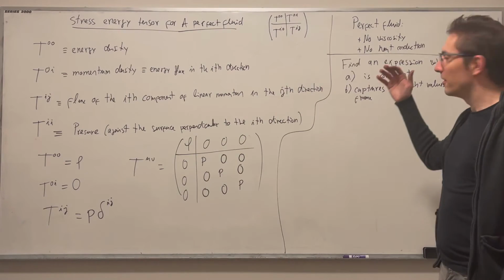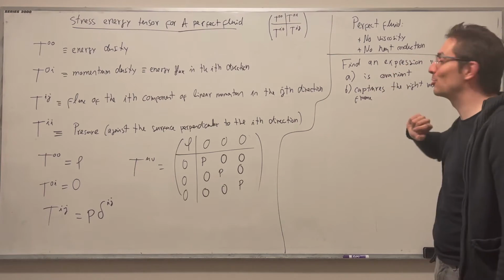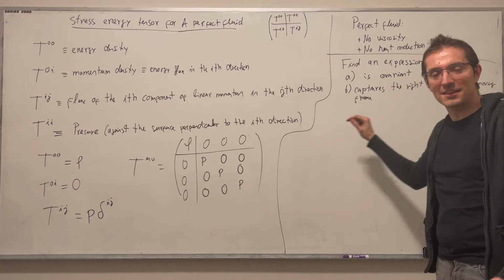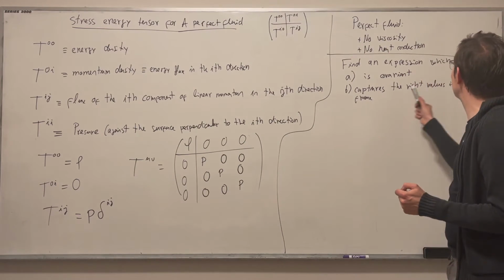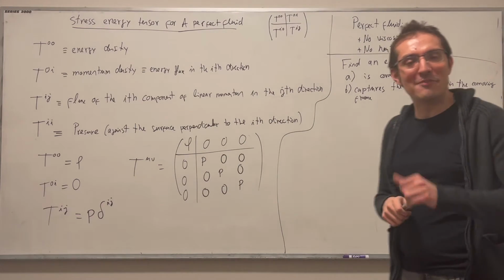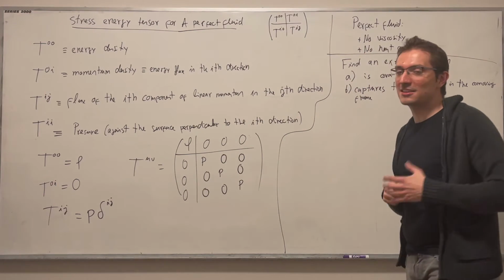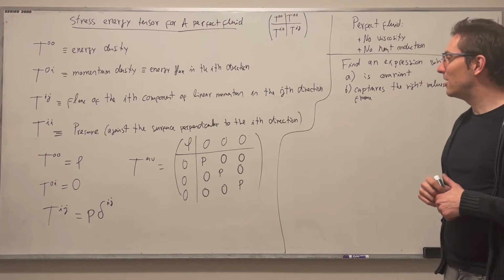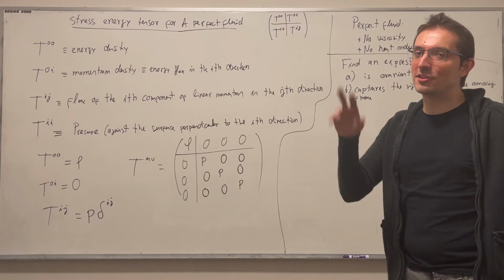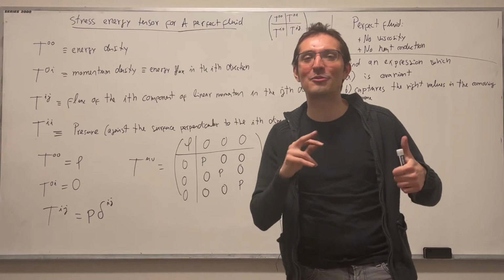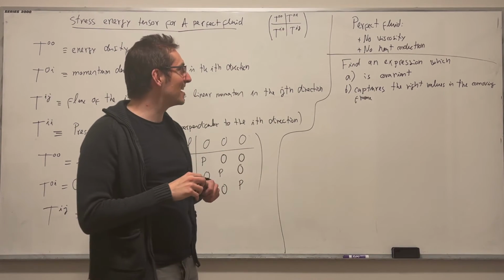Let's see. The process is the following. Find the only expression that can satisfy these two conditions. A, it is covariant, that is, it's a tensor expression, and B, it captures the right values in the comoving frame. If I find that, I found the stress energy density. Now, the best way to find it is in special relativity, right? Because in special relativity, the metric is diagonal and simple. And then we use the dirty trick to transform it into a general relativistic expression. So let's begin the constructive process and see what we can do.